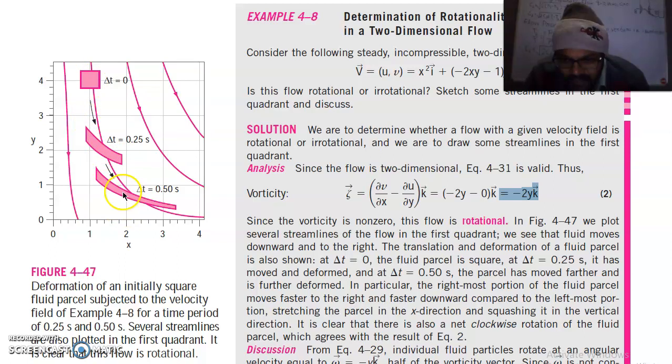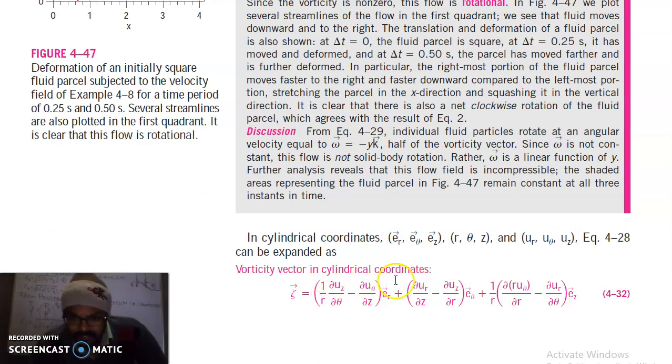So it is clear that there is a net clockwise rotation of the fluid parcel. So the rotation of the fluid parcel is clockwise. The vorticity vector in cylindrical coordinates is this.